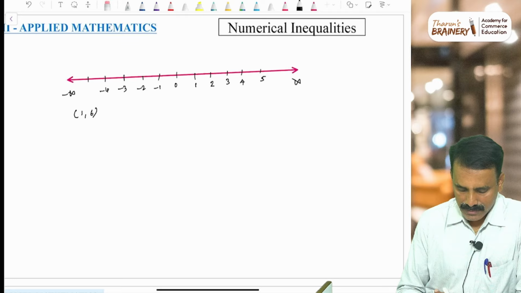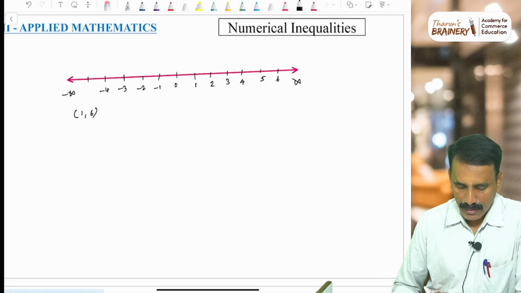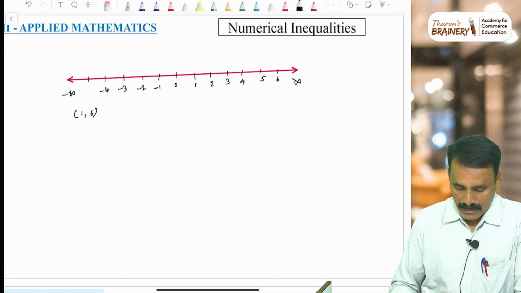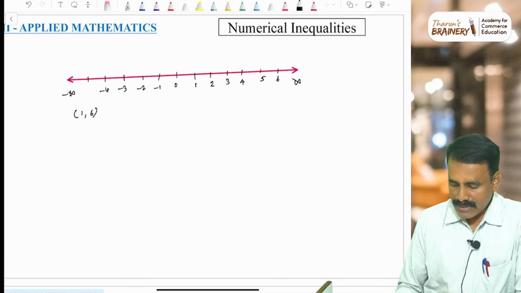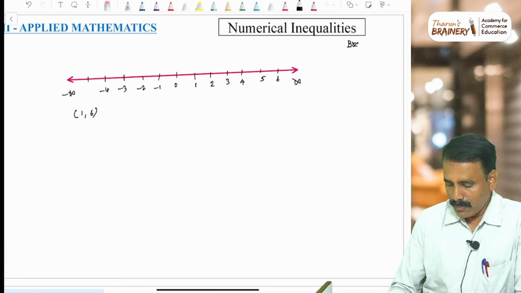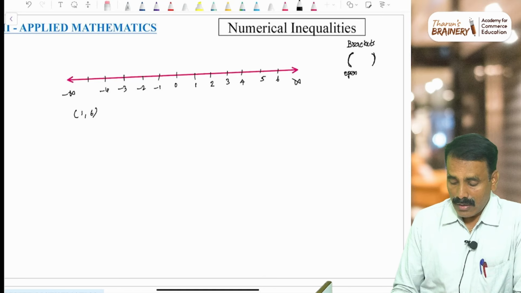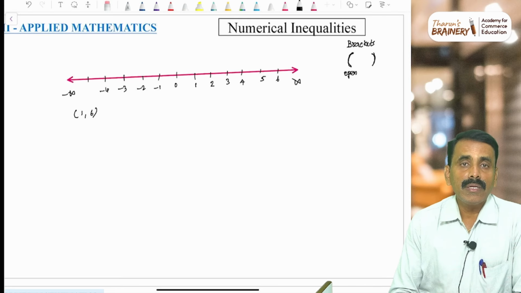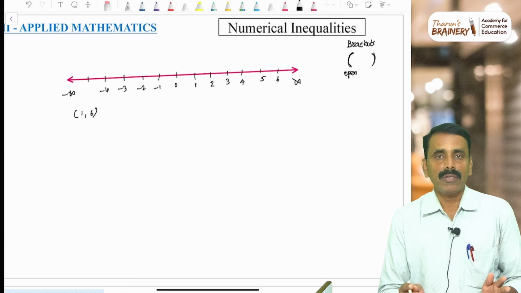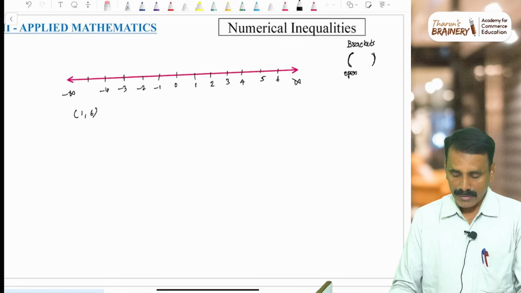Now, 1 comma 6, and we must know about the brackets. We will be using two brackets here. One is the ordinary parenthesis. This is called open interval. Ordinary parenthesis will be used to denote open interval. That means the endpoints will not be included. So except the endpoints, all the interior points we are supposed to take.